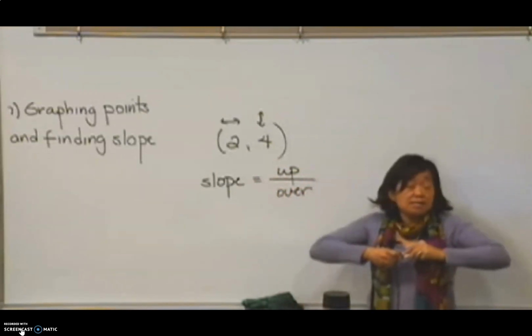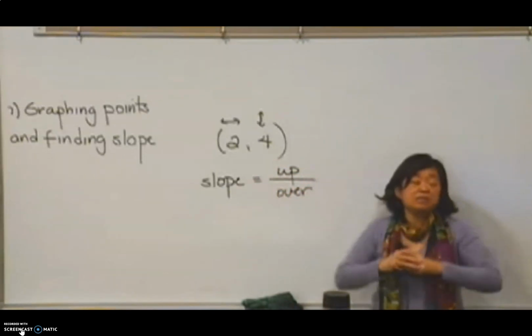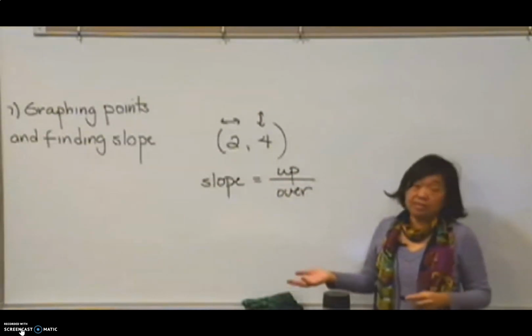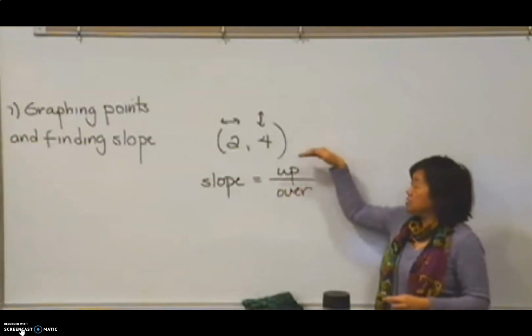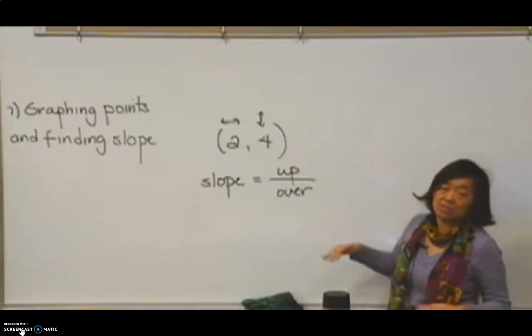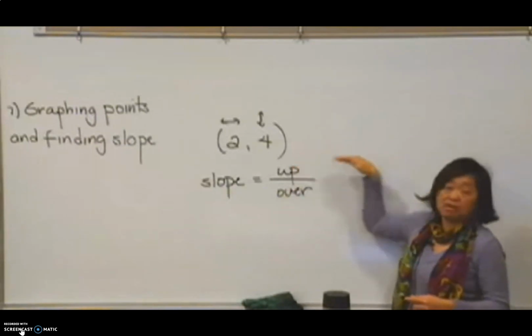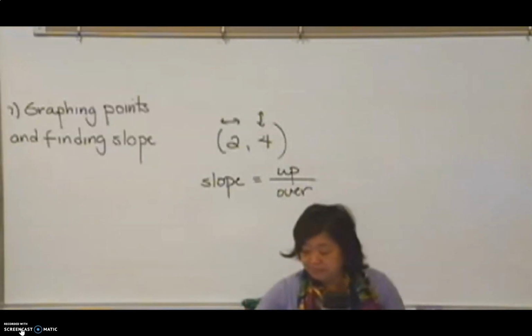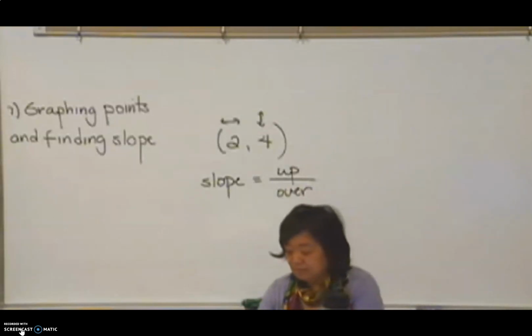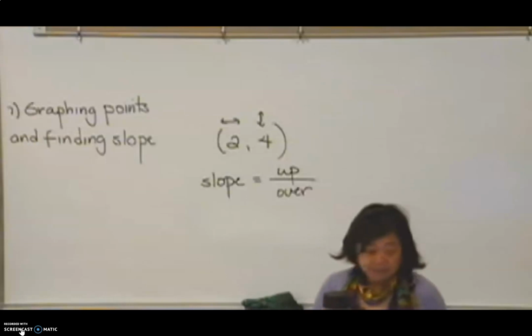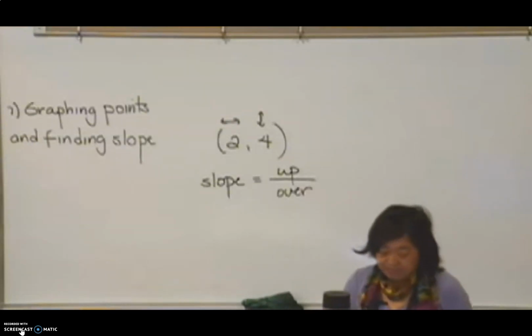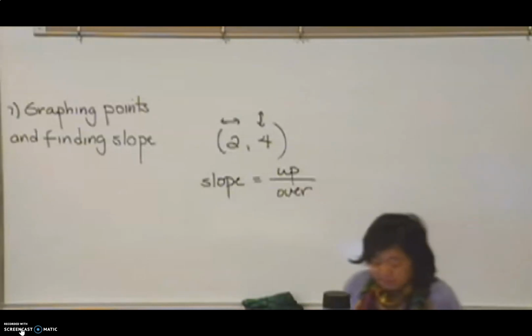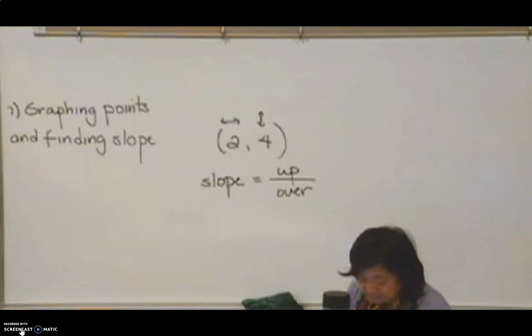In algebra classes or geometry classes, you may have heard this expressed as rise over run. How far the line rises, how far it runs. But basically, how far it goes up and how far it goes over. So let's take a look at a couple of examples. So in this first example, I have a line. And notice that I have 2 points highlighted on the line.